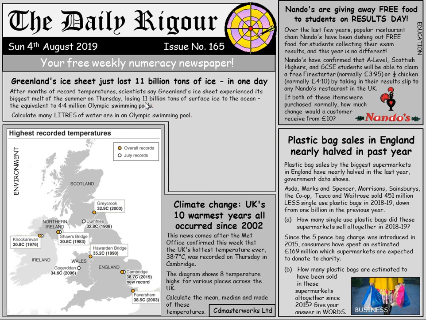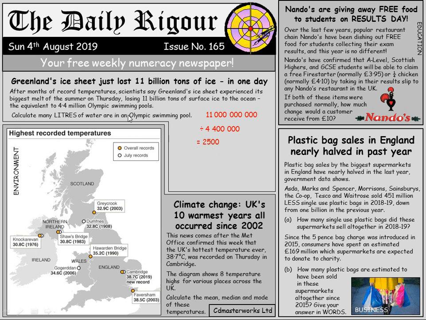Well, first things first, we're going to have to write these numbers out in full. So, 11 billion can be written as 11 with 9 zeros, and we're basically saying how many times the swimming pools fit into the total amount of water, so it's going to be a divide. We're dividing by 4.4 million, so we're going to divide by 4,400,000, and that gives us an answer of 2,500.